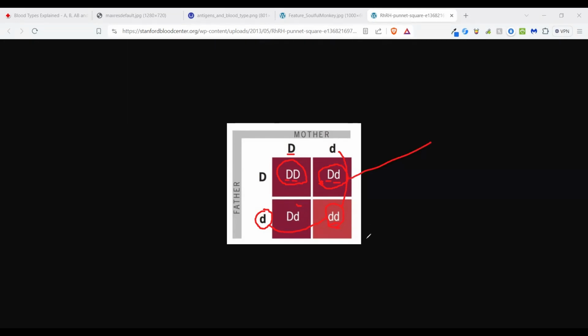Heterozygous, the alleles are different. Homozygous dominant, the alleles are the same and they are both dominant. And homozygous recessive, the alleles are the same and they are both recessive.